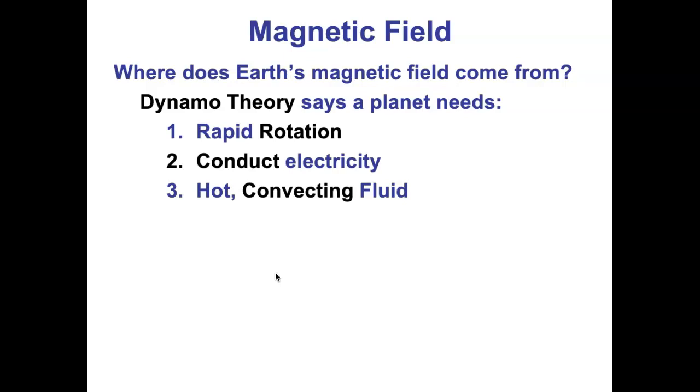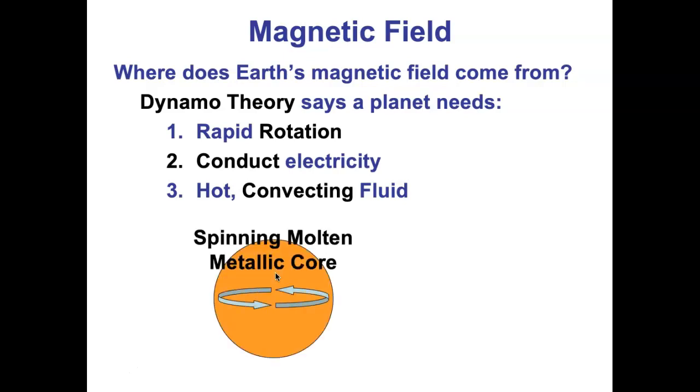And that material inside the planet that is conducting electricity has to be a fluid, and that fluid also needs to be hot and convecting. So, like I said, there's a lot of moving parts here. For a terrestrial planet like the Earth, what fluid can convect and conduct electricity? It's the magma. Because what is magma made of? It's melted rock and metal, and metal can conduct electricity. So in a terrestrial planet, what you're talking about is the inside of the planet: hot, convecting, electrically conducting magma.